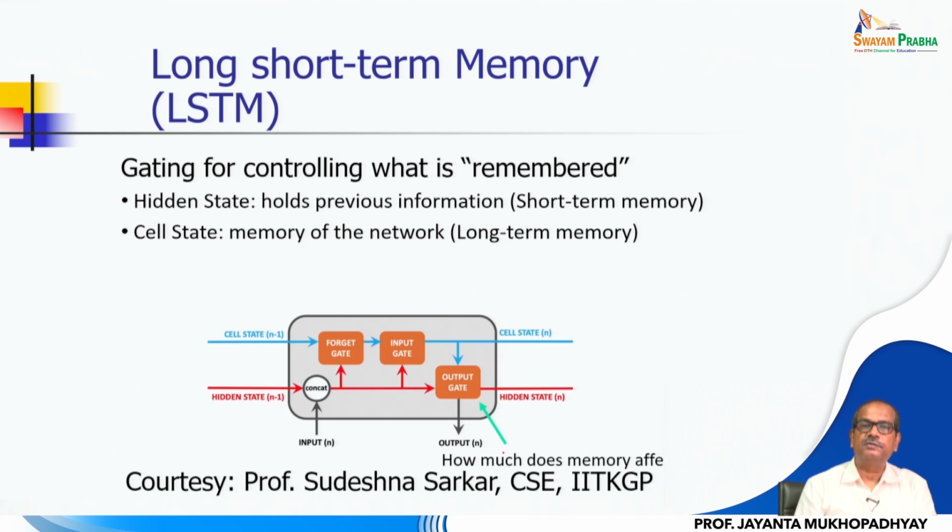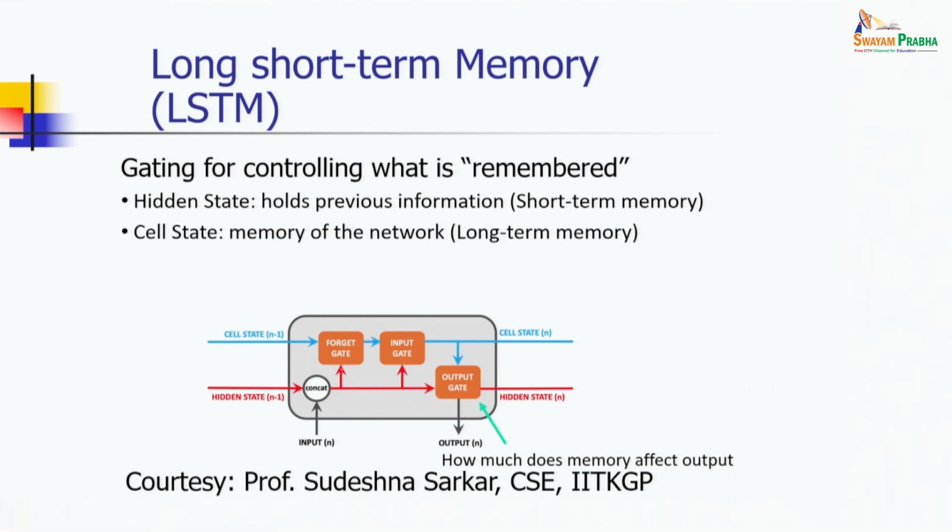So this is a bit more elaboration of the different components of this LSTM. As I said, it maintains two states: the hidden state, which holds previous information and is the short-term memory, and then there is a cell state which memorizes the long-term content. It acts like the memory of the network. You can see that in this network there are a few nodes which are modifying this information content. Let me explain it a bit more.